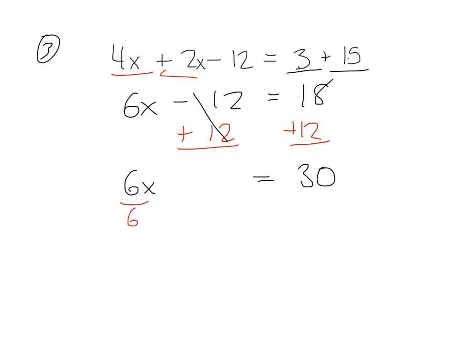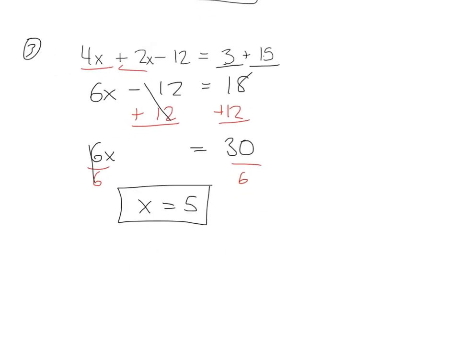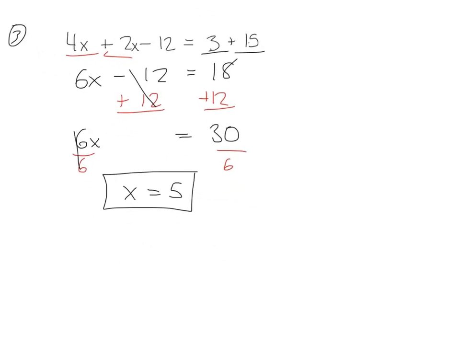Divide by 6, divide by 6. 30 divided by 6 gets you x equals 5. Now, how can I be sure I did it correctly? Remember, we can always go back and plug our answer into the original. So let's plug the 5 back in there for that x and for that x and see what we get.